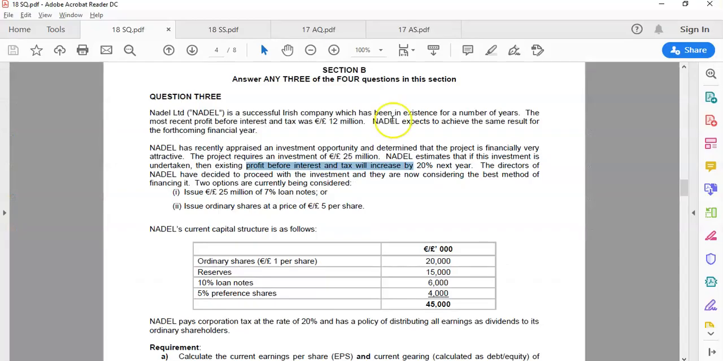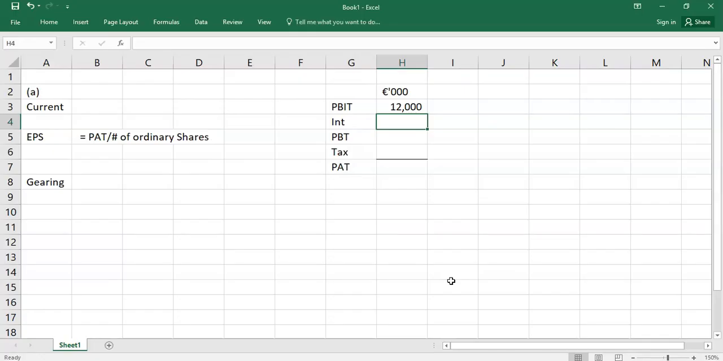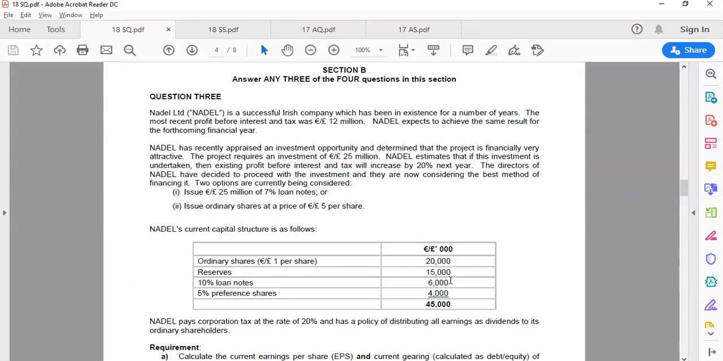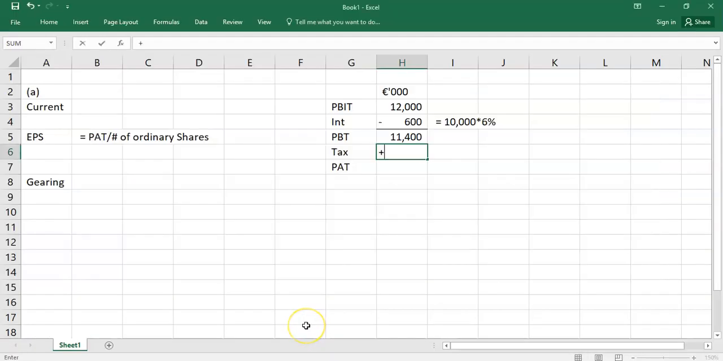The interest in the current position, they currently have 10% loans at 6 million. So that means there's 600 of interest each year in the current position, which is 10% times 6 million. That means your profit before tax is 11.4 million. And your tax, you're told, is 20%, times 0.2. And that should be a minus. So your profit after tax here is 9.12 million.